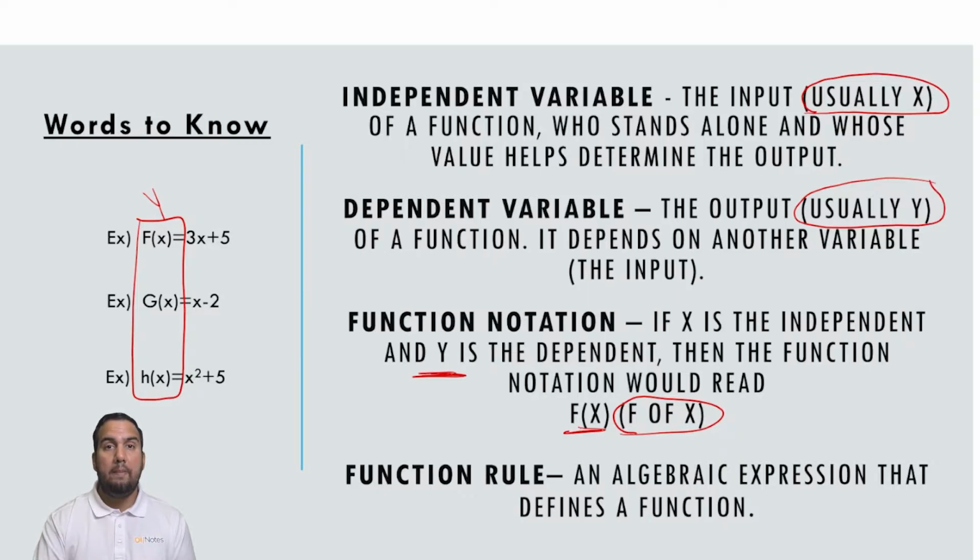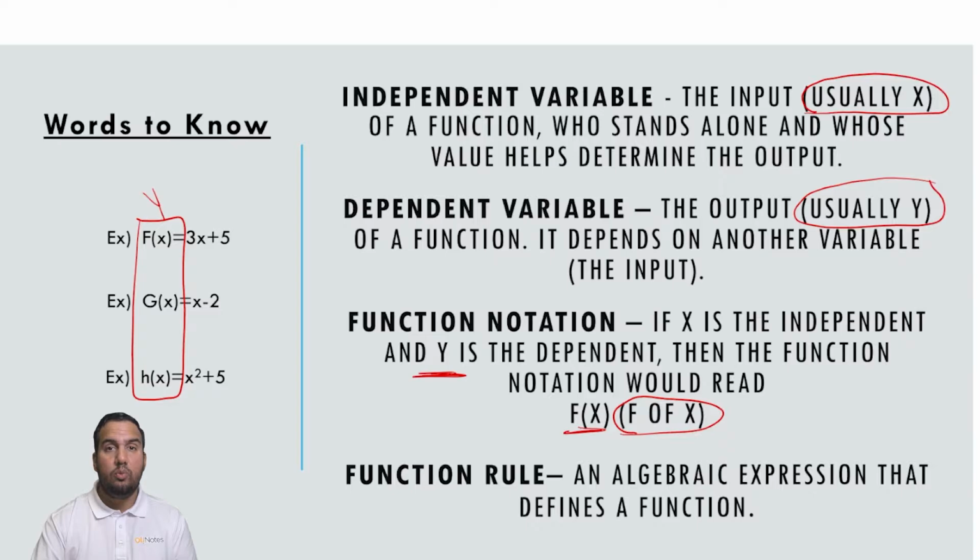Okay, so think about it. I plug it into the x, I get a y out of it. That's called input and output. Input is your independent variable, output is your dependent variable. So independent is what letter? It's x. Dependent is what letter? It's y.